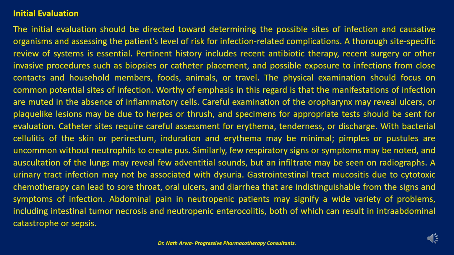Similarly, few respiratory signs or symptoms may be noted, and auscultation of the lungs may reveal few adventitial sounds, but an infiltrate may be seen on radiographs. A urinary tract infection may not be associated with dysuria. Gastrointestinal tract mucositis due to cytotoxic chemotherapy can lead to sore throat, oral ulcers, and diarrhea that are indistinguishable from the signs and symptoms of infection. Abdominal pain in neutropenic patients may signify a wide variety of problems, including intestinal tumor necrosis and neutropenic enterocolitis, both of which can result in intra-abdominal catastrophe or sepsis.